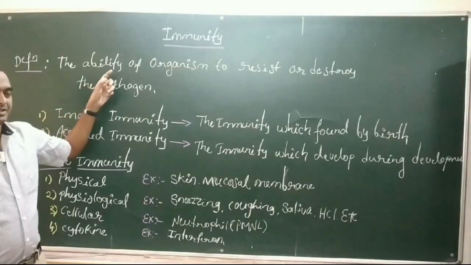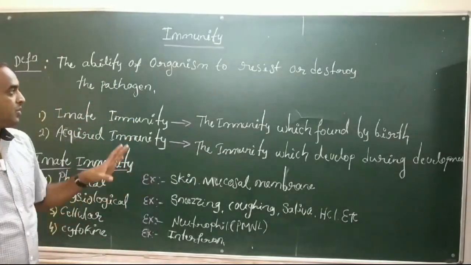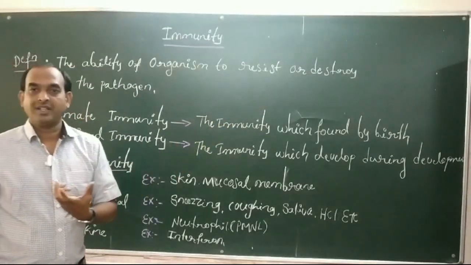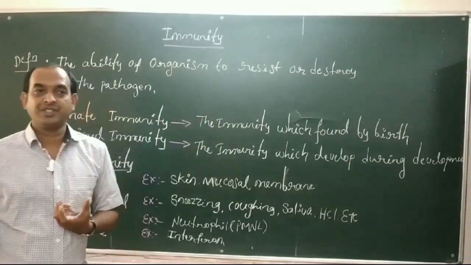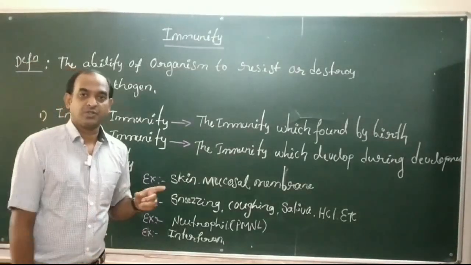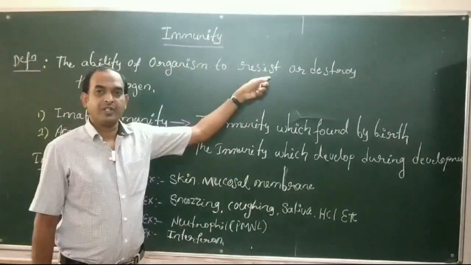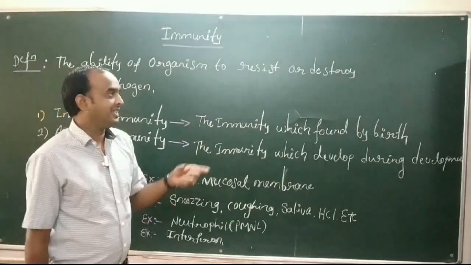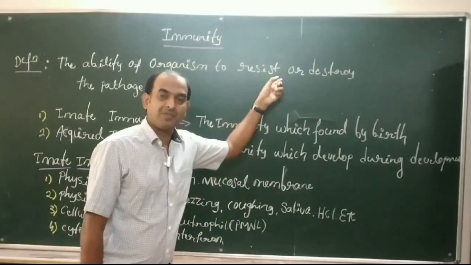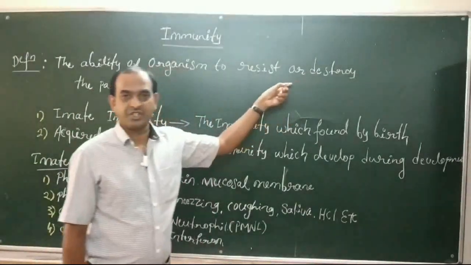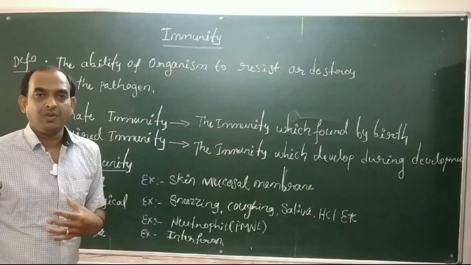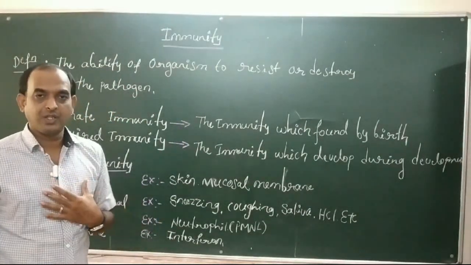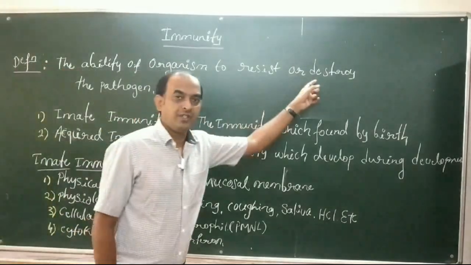Ability. All organisms have the ability to what? To resist. To resist what? If any unwanted pathogens or unwanted things come to our body, they are first resisted, meaning the organism is not allowed to enter our body easily. That is what we call resist. Next one is destroy. Suppose unwanted bacteria enter the body, after that they are destroyed.